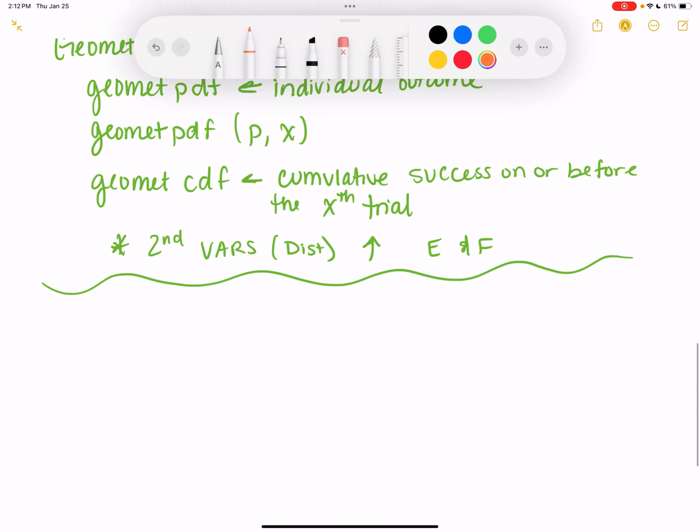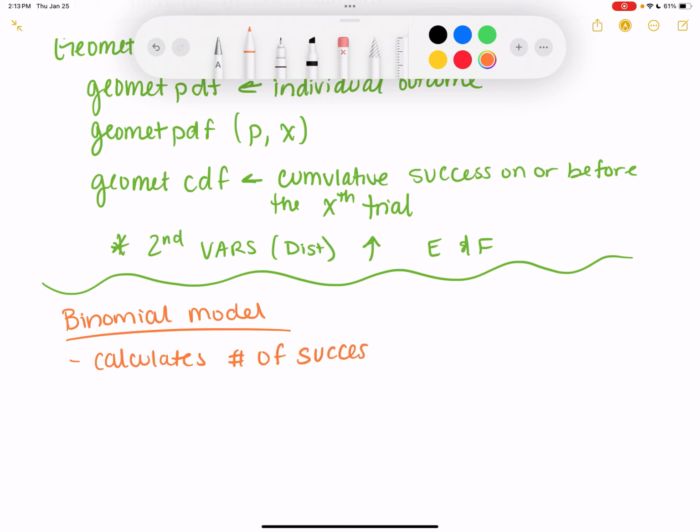All right. Binomial model. This calculates the number of successes among a fixed number of trials. Okay, so this is going to be like, I'm going to run 10 trials and I want to know how many successes I have. The other one was, I'm going to go until I have a success, basically.